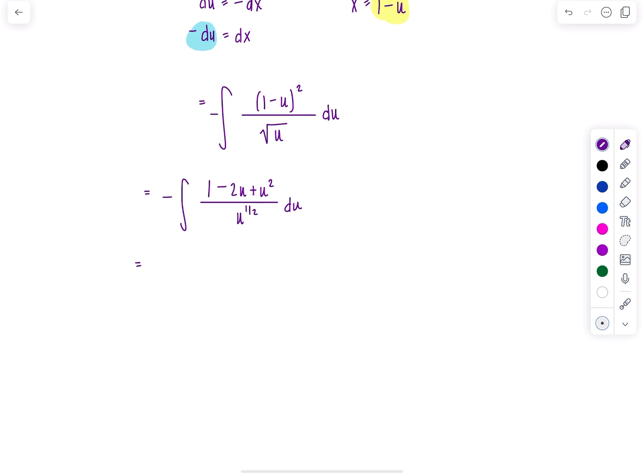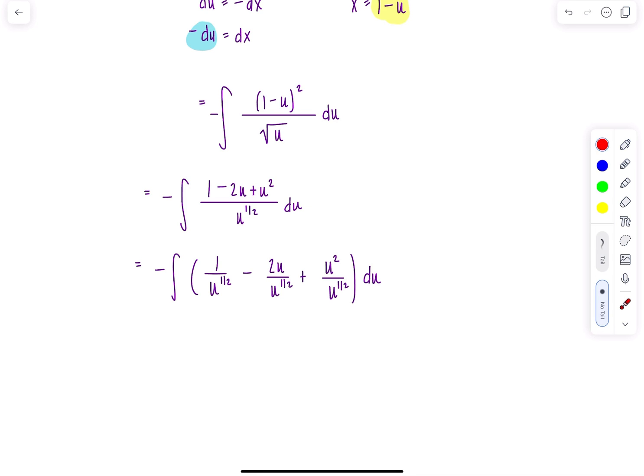When I was in class, I didn't rewrite everything. They were pretty with it, but I'll rewrite it for you guys just in case. So this would be 1 over u^(1/2) minus 2u over u^(1/2) plus u² over u^(1/2) du. Very nice. And then now we're just going to simplify each term.